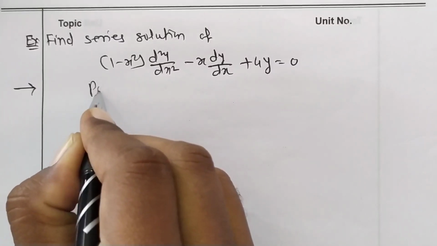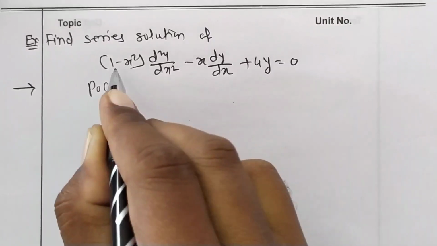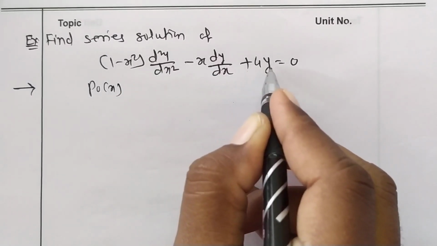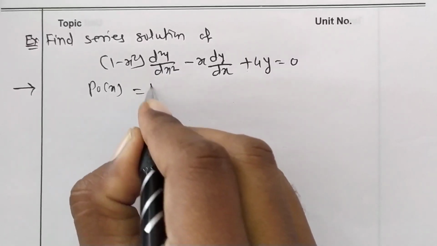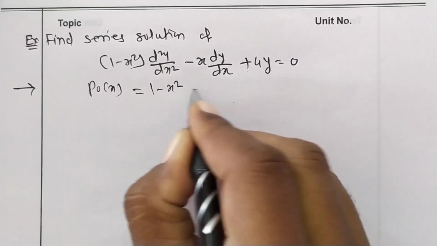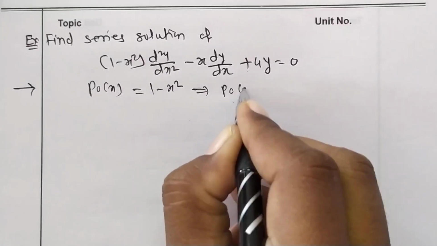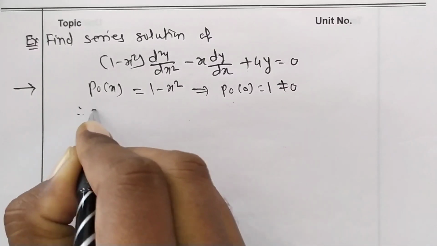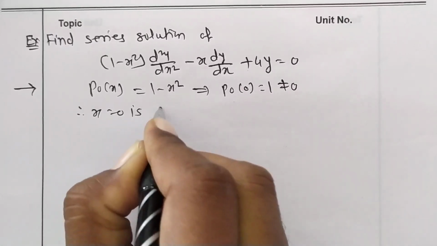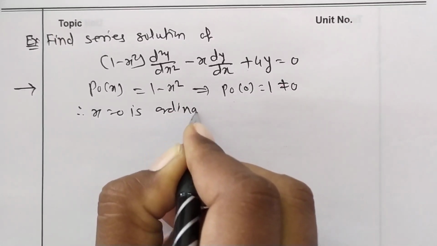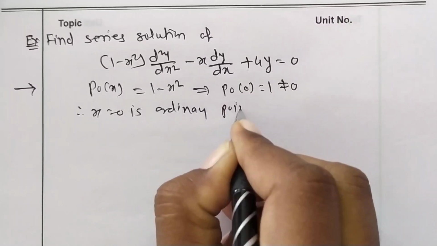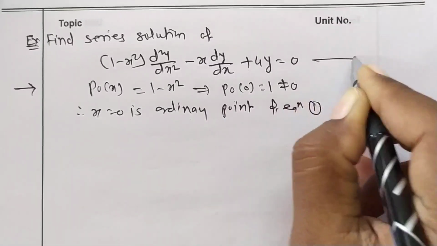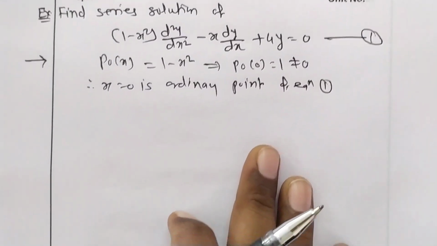So what is the value of p0 of x here? If we compare this with p0 of x d2y by dx square plus p1 of x into dy by dx plus p2 of x into y equal to 0, then p0 of x is 1 minus x square. So using this we can write p0 of 0 is 1, again not equal to 0, and therefore x equal to 0 is ordinary point of equation 1. Equation 1 means that is the given linear differential equation.